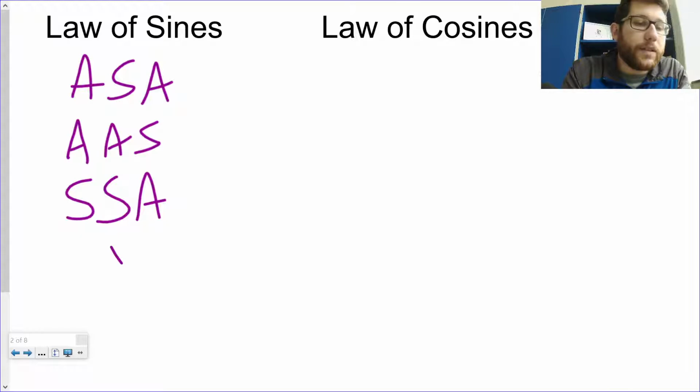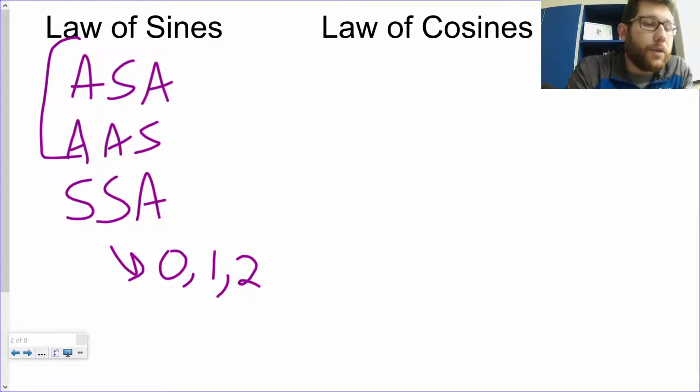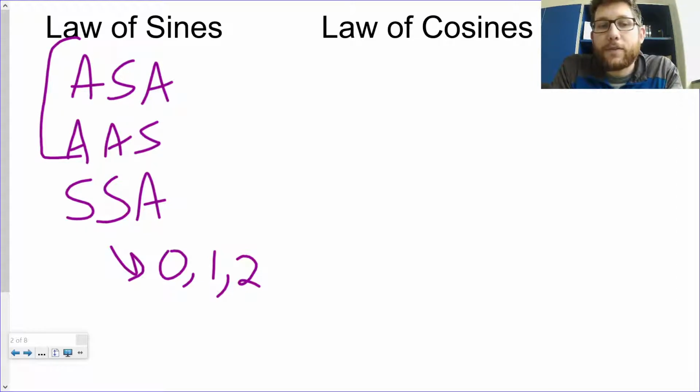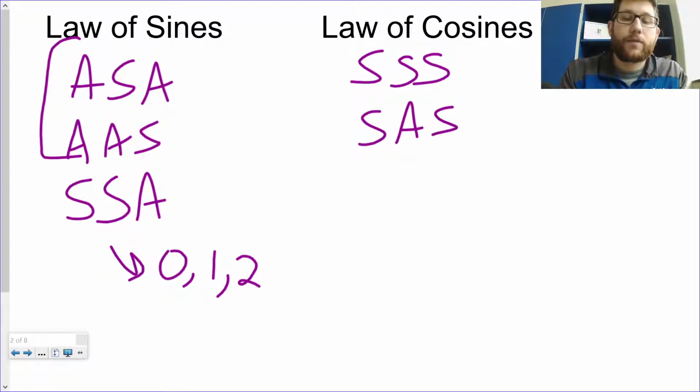This is the one that gives us fits, though. Sometimes there's zero solution, sometimes there's one solution, sometimes there's two different triangles. But pretty reliably, or always reliably, we can solve for angle, side, angle, and angle, angle, side. The side, side, angle, again, is a bit of a unique case. So that leaves law of cosines. Law of cosines is going to help us solve for sides and angles of triangles that we are given side, side, side for, and triangles that we are given side, angle, side for.